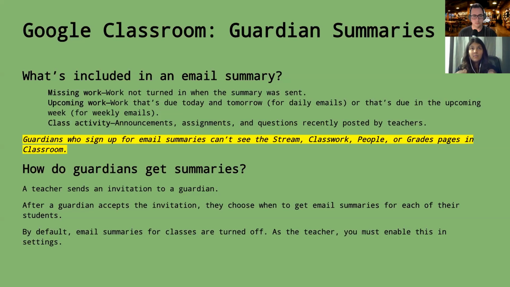Another thing is the parents can also choose the frequency in which they get these summaries. They can get it weekly or every 2 weeks. How this works is you would type in the email of the parent. Let's say that I'm a science teacher and the ELA teacher already typed in that parent's email. Once I start typing the email, that email will show up. So it populates after some time. The teacher would send an invitation to the guardian, and after the guardian accepts that invitation, they can choose when to get the email summaries for each student. By default, the email summaries for the classes are turned off. So as a teacher, you must go into the settings and turn this on.